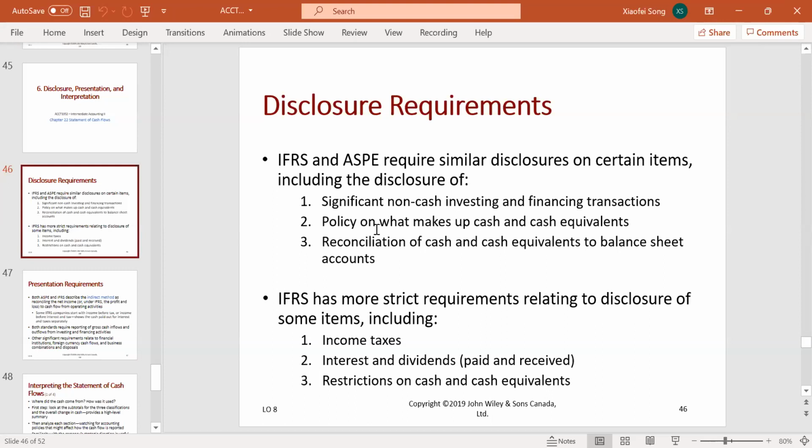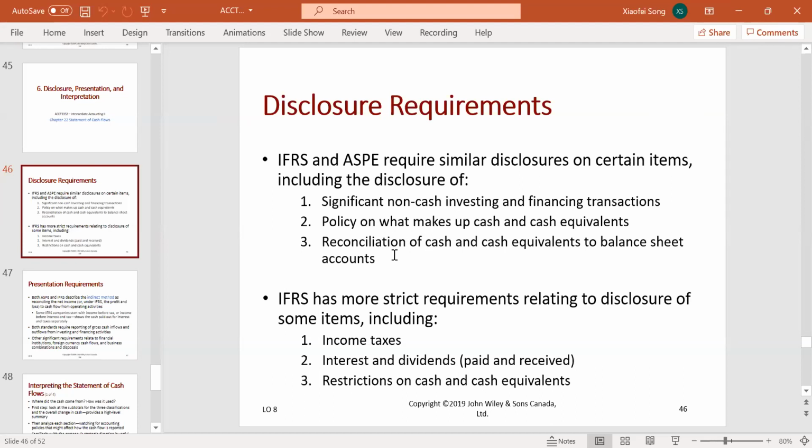Now, obviously, the statement of cash flows focuses not just narrowly on cash, but on cash and cash equivalents. So companies should explain what they mean by cash equivalent, right? So there's a policy on what makes up cash and cash equivalents. This is just the bottom part of the statement of cash flows that reconciles with the cash or cash equivalents reported on the balance sheet.